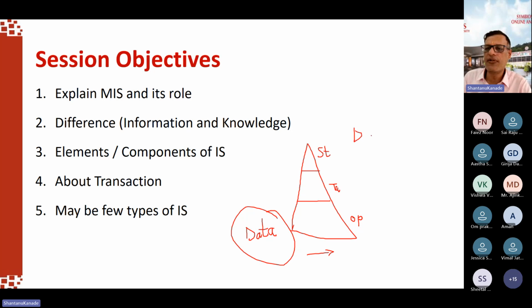So at the base, we have data. This data, when it is processed for some meaningful information, it will get converted into information. And this information, when it is being processed and used for decision making, we call it knowledge. Have you understood what is the difference between data, information, and knowledge?